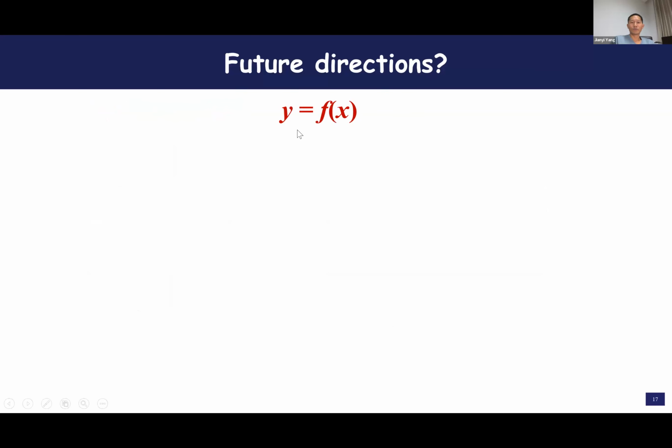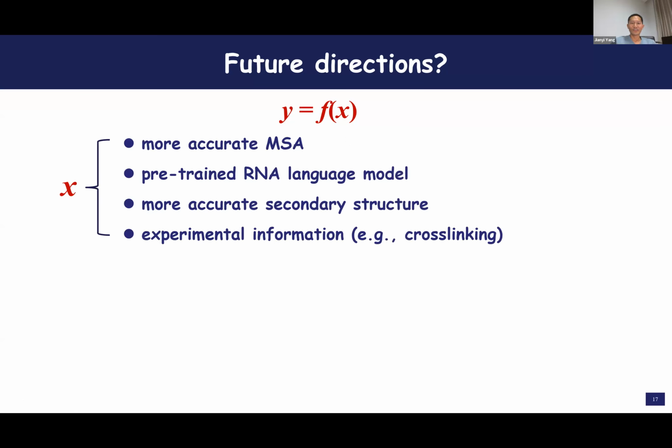It's also based on this brief function y equals f(x). So in this function, we have three parts: y, f, and x. Let's see how about these three parts in future. First, for the input part x, the sequence. For RNA, it is very difficult to make an accurate MSA. Sometimes you cannot find the homologous sequence, so it's hard to build an MSA. And even if you find homologous sequences, it's so hard to build an accurate MSA. So it's different from protein. Then how can we remove this part?